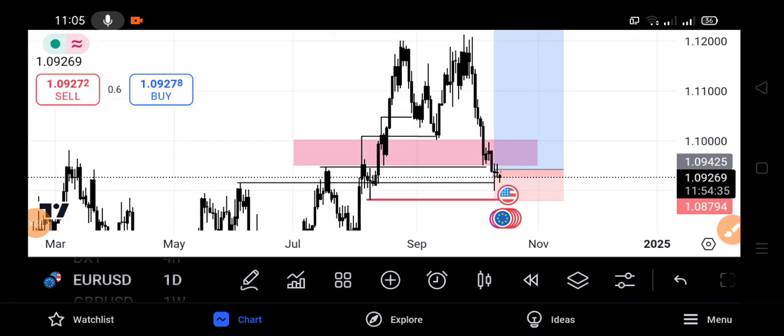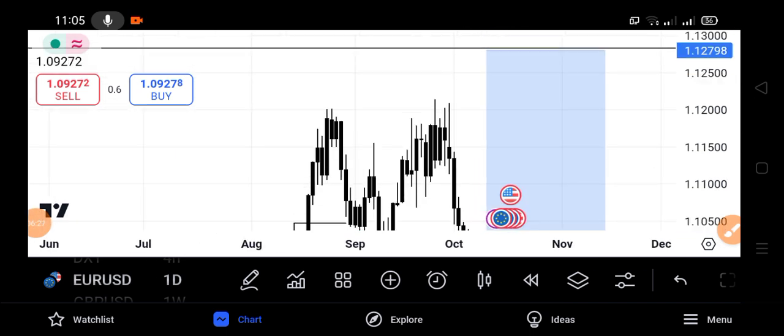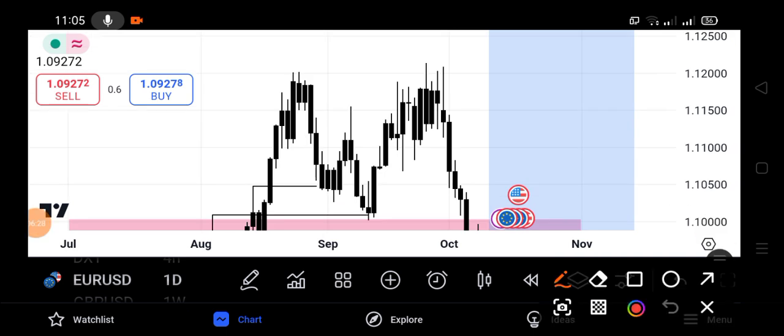Okay? So if we zoom in here a little bit, you can clearly see that price failed to close above that area. We were rejecting that area constantly on the daily time frame, that is.